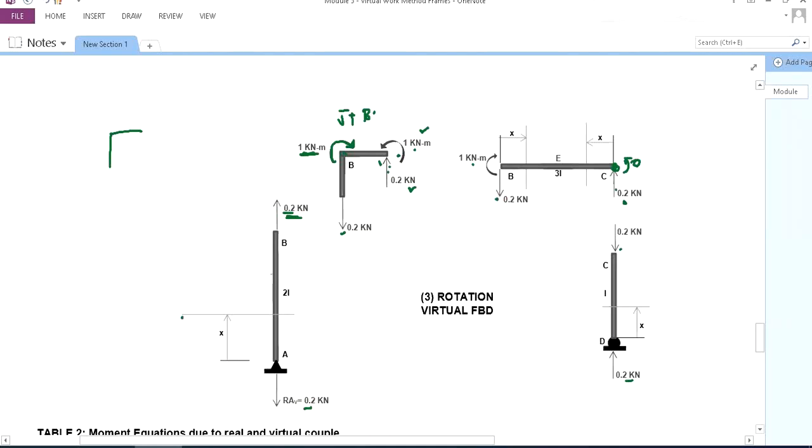So, 4 segments still. We have AB, BE, then CE, then CD. For the equation here at rotation, since the real system has the same equation as in the deflection, what we solved in the deflection, we will solve this one. What will be our moment here when we take moment at our cutting plane? For AB, what will be our moment here? 0.